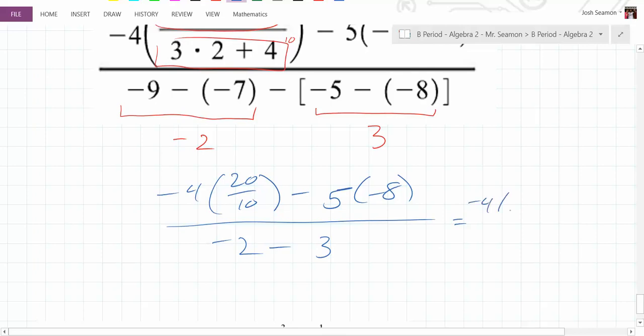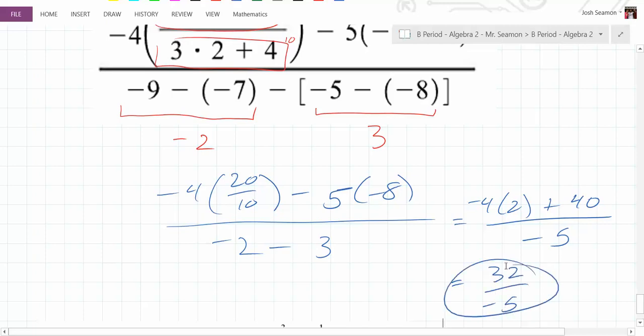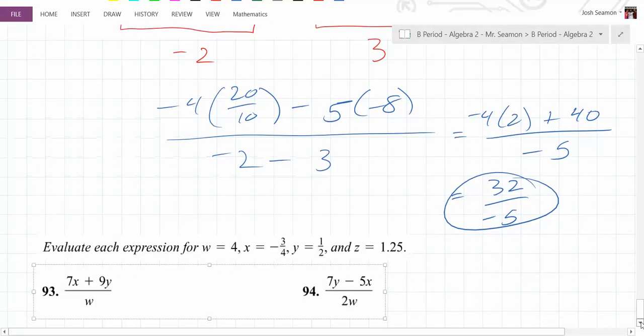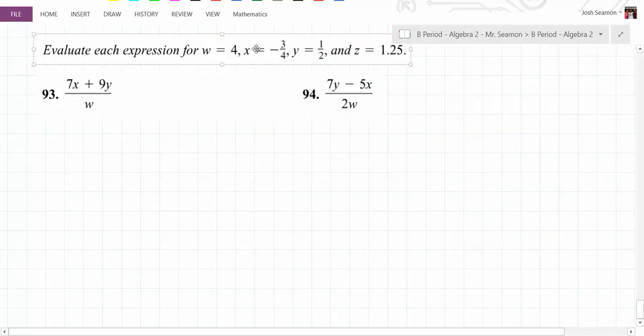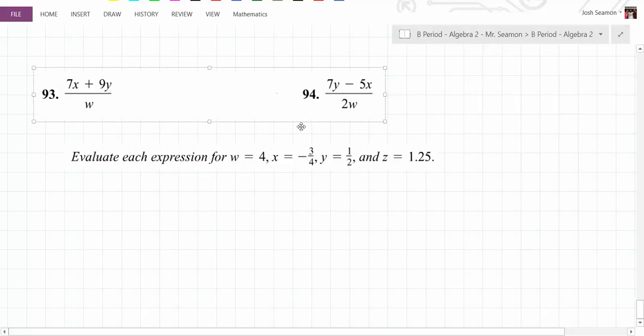So negative 4 times 2. What's negative 5 times negative 8? All over negative 5. What's 40 minus 8? Done. Leave it as an improper fraction. Totally down with that. All you're doing is substituting in. So when you do these, make sure you substitute in the right place.